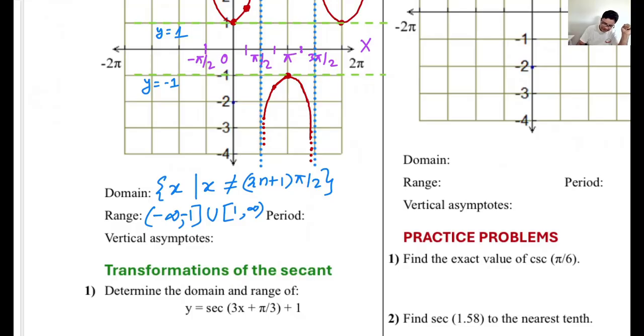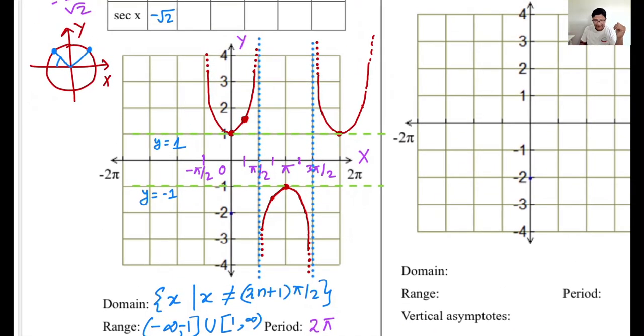And periodicity is dependent on cosine, right? The period of cosine is 2 pi. So the period of secant is also 2 pi. That is one way of thinking about it. But also look at the graph. When do you see the same upward U occurring again? It will happen after an interval of length 2 pi.